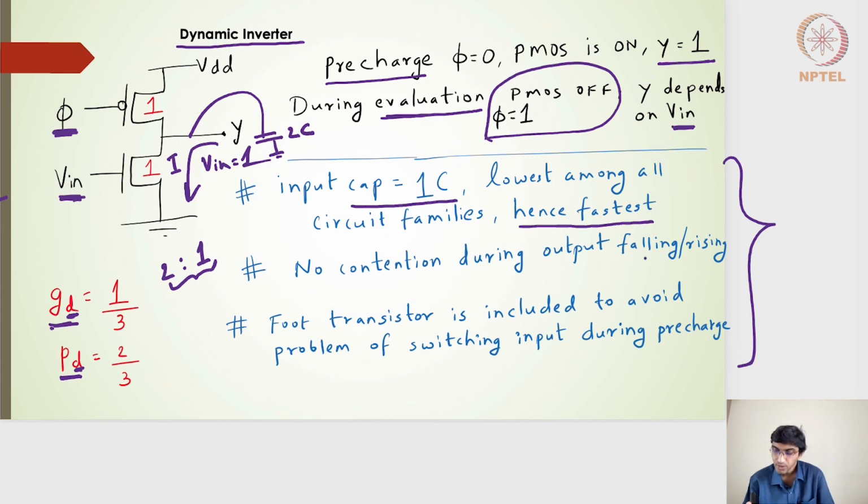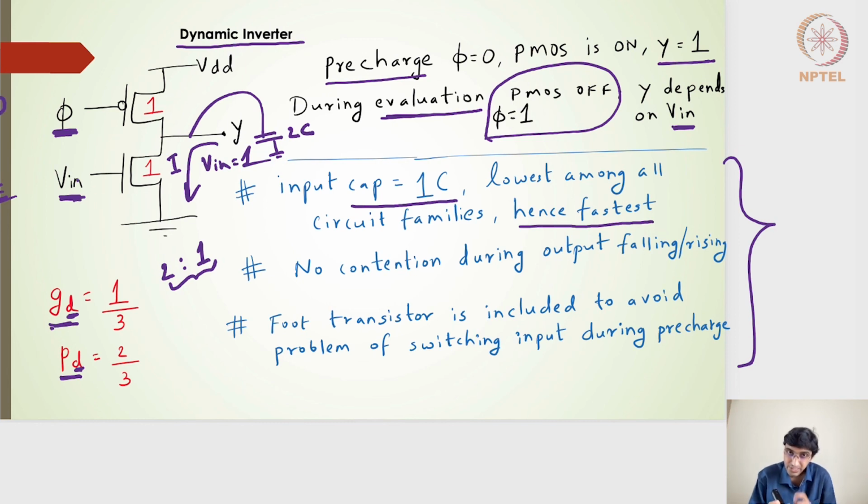And there is no contention during the output falling and rising, assuming that the input is not 1 during the pre-charge mode, that is, when phi is equal to 0. I'm going to eliminate this and say that phi is equal to 0 here. So that means that the PMOS is on.